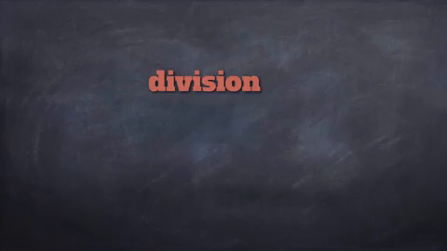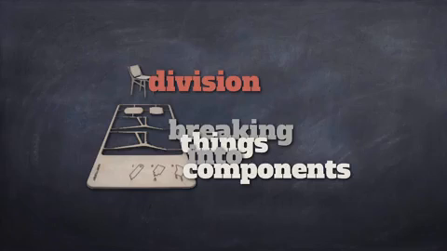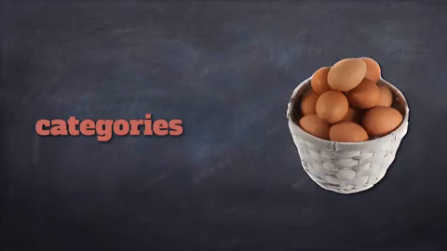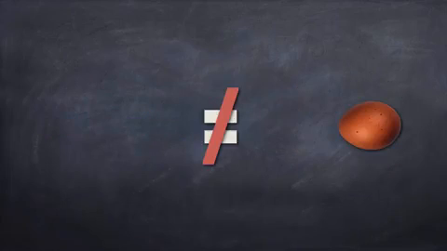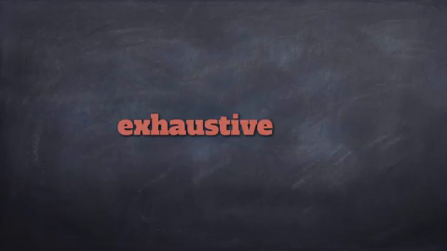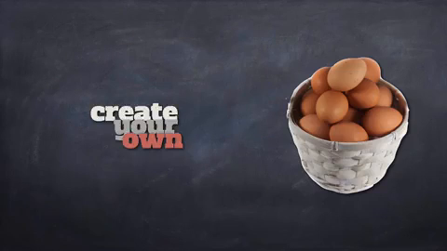Division complements it in that it breaks one single item into its component parts. We will classify and divide in accordance with one criterion at a time. When we classify, we pile up similar things into categories that should be mutually exclusive and as exhaustive as possible. We could create the categories ourselves.